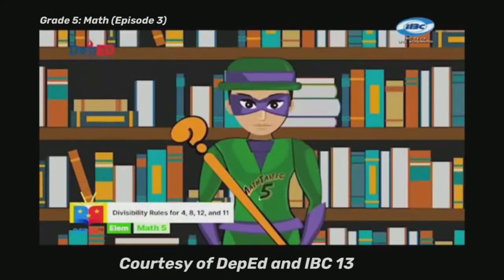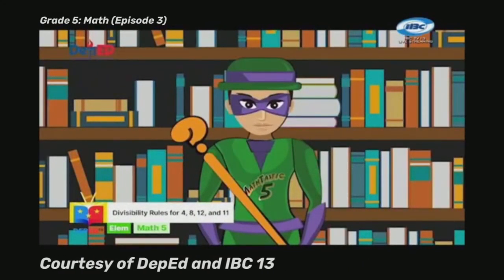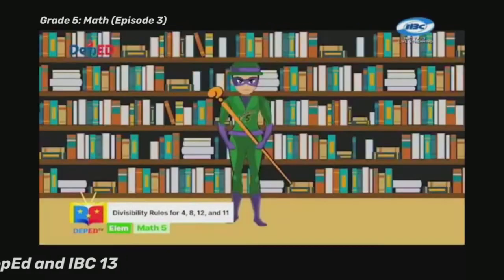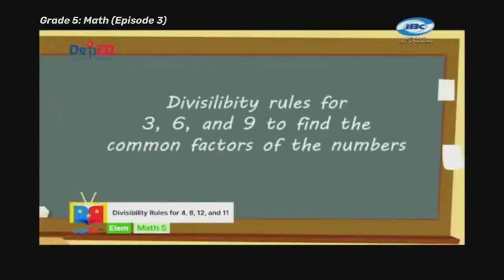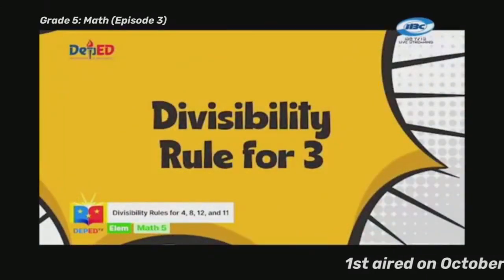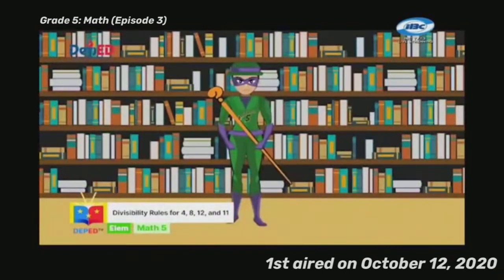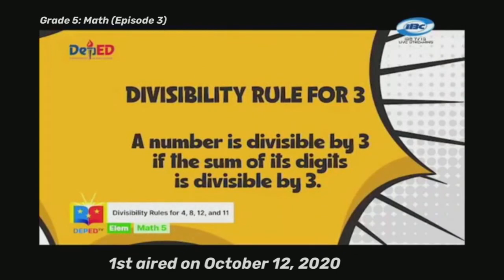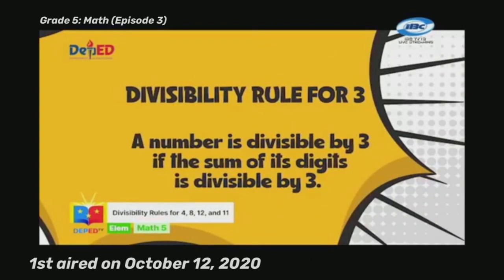Hello Math heroes! Welcome back to the Math Universe. I am Super Driller, your review hero. For today's review, let's revisit the superpower technique you learned in our last math journey. You have learned the divisibility rules for 3, 6, and 9. Now, let me ask you, how will you know if a number is divisible by 3? Math heroes, let's read together. A number is divisible by 3 if the sum of its digits is divisible by 3.